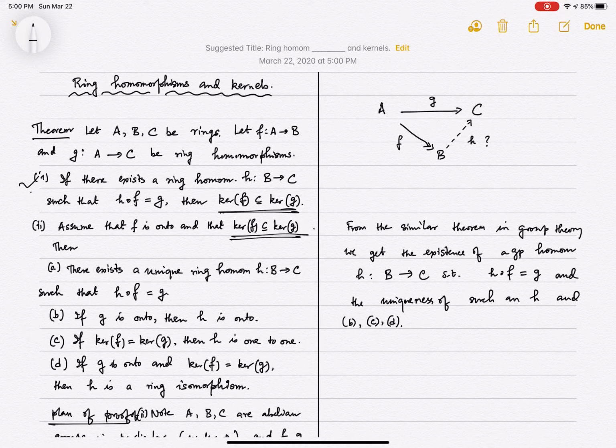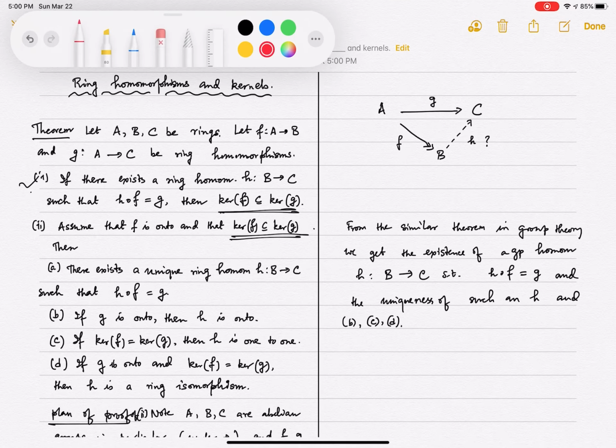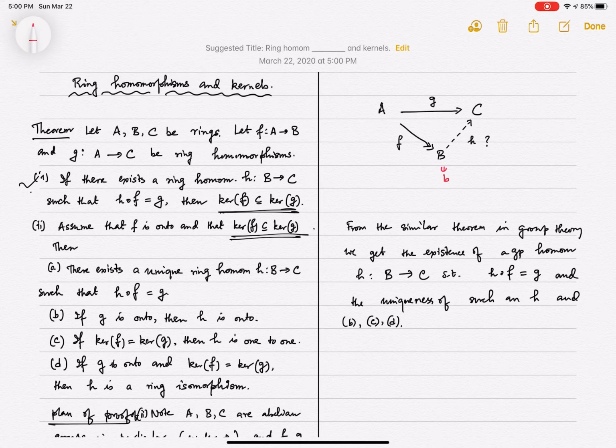To construct this H, you start with a b in B, and you want to make some element in C. There's no direct way to go, so what you do is you choose a in A which maps to b when you apply F. Why can I choose such a? Because F is onto. That's part of my assumption in part 2, right here. And then you choose this a and apply G to it. Now you get a thing in C. And you would like to define H of b to be this G of a.